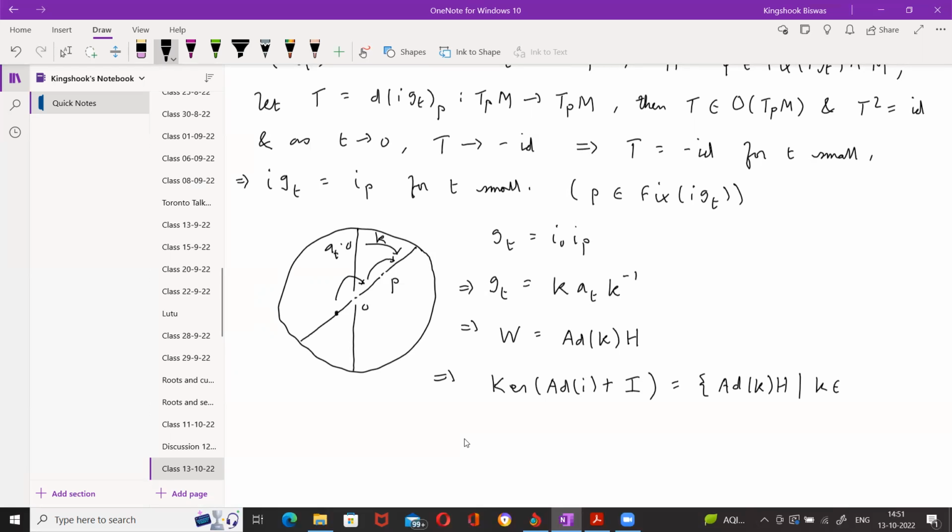Well, okay, so there'll be some constant, A lambda T lambda. So lambda at KH, K belongs to K, lambda belongs to R. This will be the kernel of ad I plus identity. I think this is correct. So this is a geometric picture of the Cartan decomposition.